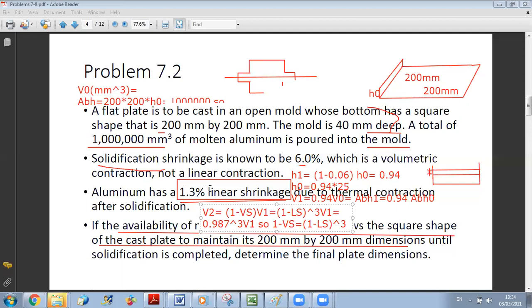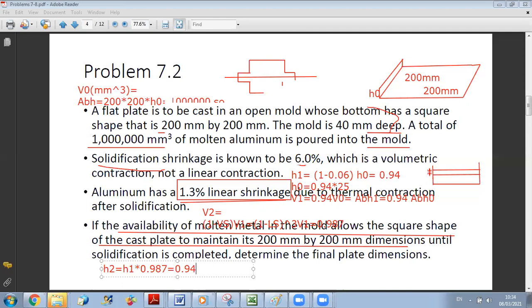Okay, here they directly gave me the linear shrinkage. So for each dimension, I have a reduction of 1.3%. Now to find the final dimensions of my plate, for H2, it is H1 times 0.987, where H1 is already reduced. So I have in total 0.94 times 0.987 times 500 millimeter. So this is the final height. While for each base side, I have A equal to 200 millimeters times 0.987, because the base will only undergo shrinkage in the second phase. Okay? Any question on this?